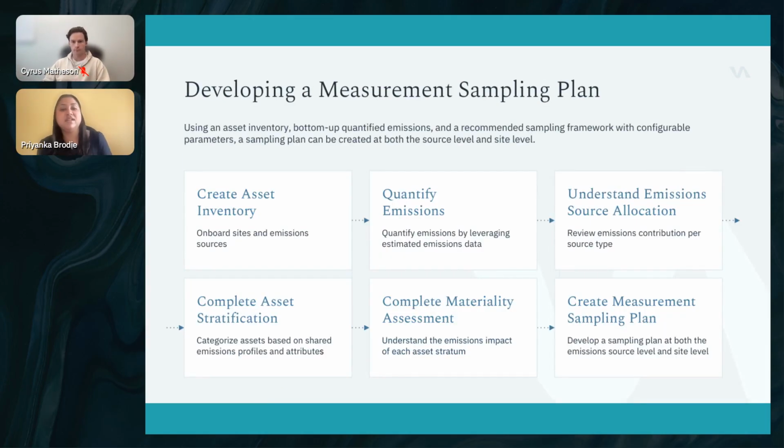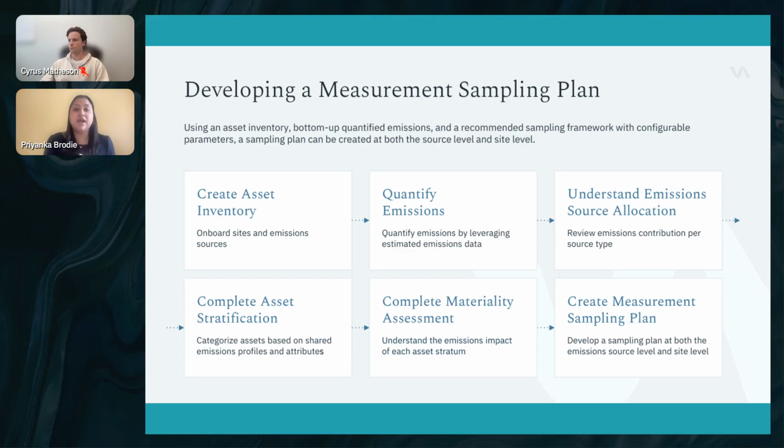So we'll now focus on how Validere is able to leverage and standardize measurement data to undergo both level 4, emission source level quantification, as well as level 5, site level quantification with respect to OGMP, including the reconciliation between both of these levels. At a high level, Validere is able to help with all parts of the OGMP process, including developing measurement sampling plans.